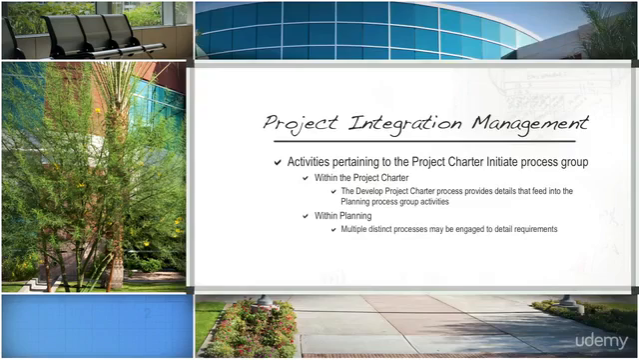During the planning process group, 20 distinct processes may be engaged to detail requirements such as scope, cost, time, quality, and resources. Now, having the project plan in place, along with all subsidiary plans, permits activities to progress to the next process group, which is execution.